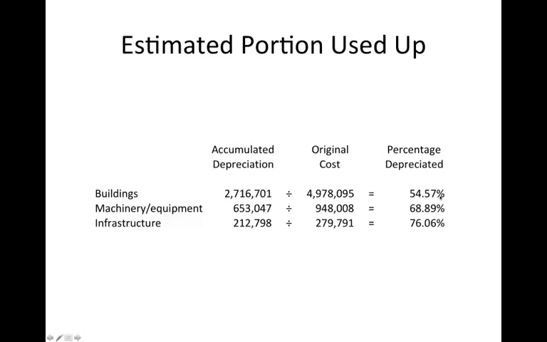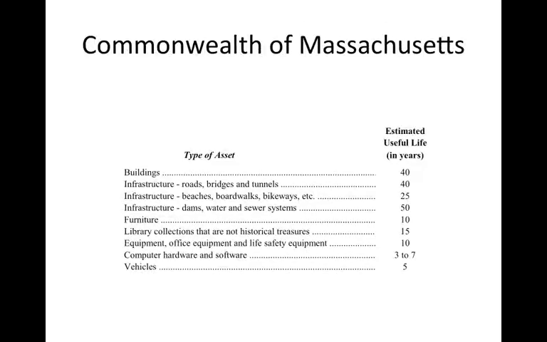And in the case of Massachusetts, it's pretty substantial. Their buildings are more than half used up. They have less than half of their useful lives left. The machinery and equipment, their useful lives on average are 2/3 used up. And for infrastructure, their average useful lives are more than 3/4 used up.